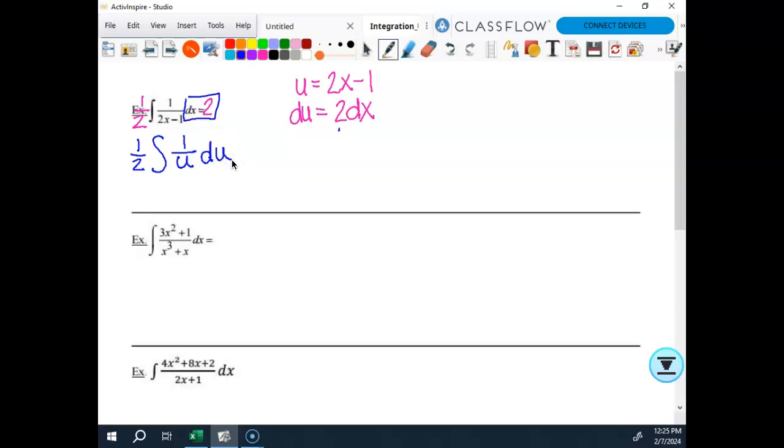So now, when I integrate u to the negative 1 power, or 1 over u, which is what I was doing on the other one, what do I get? You were right, the natural log. Absolutely. So it's 1/2 times the natural log of the absolute value of u plus c. So then that gives me 1/2 times the natural log of the absolute value of 2x minus 1 plus c.